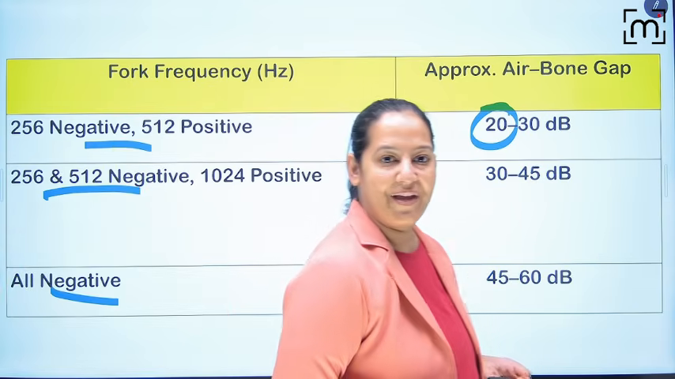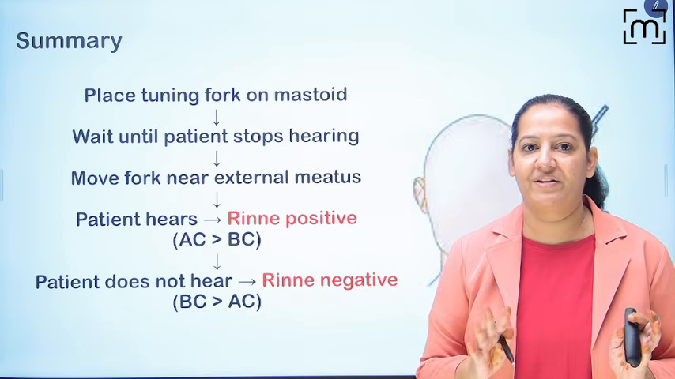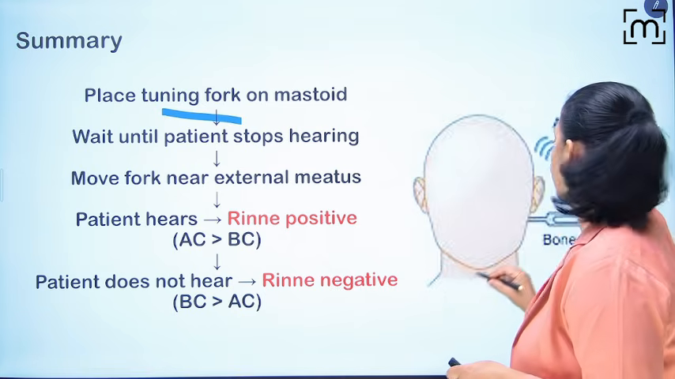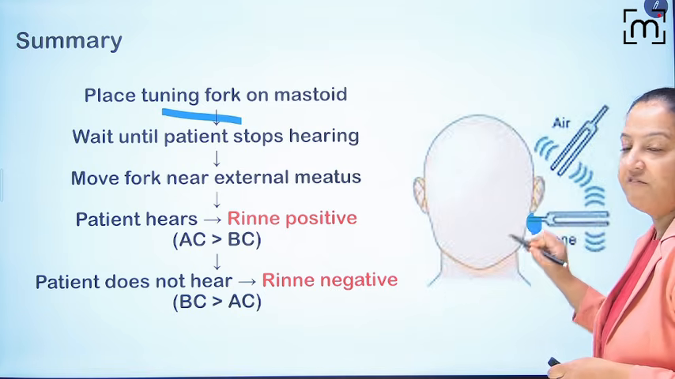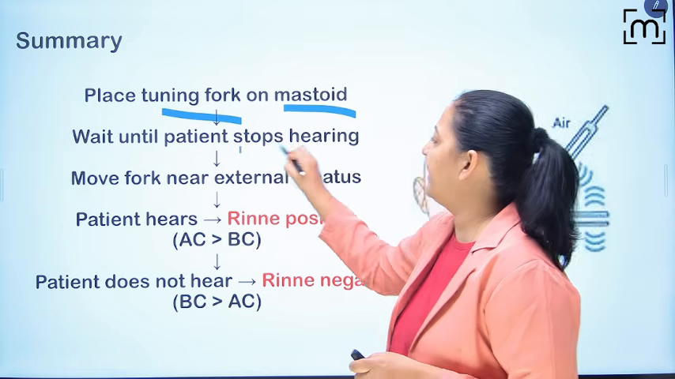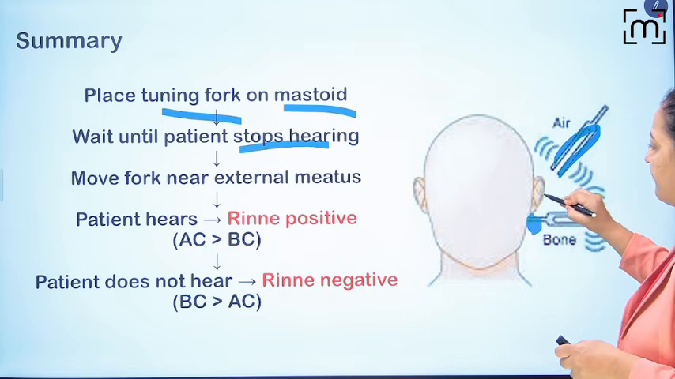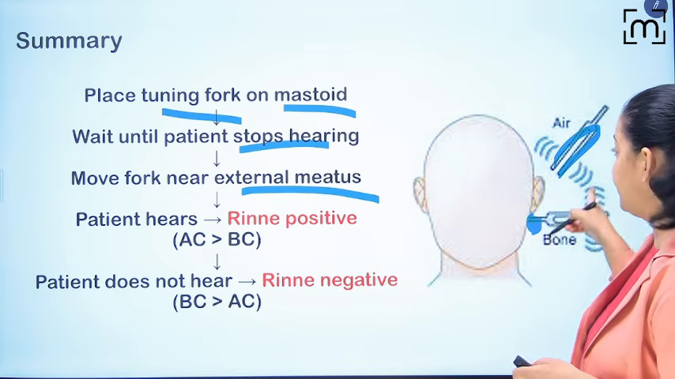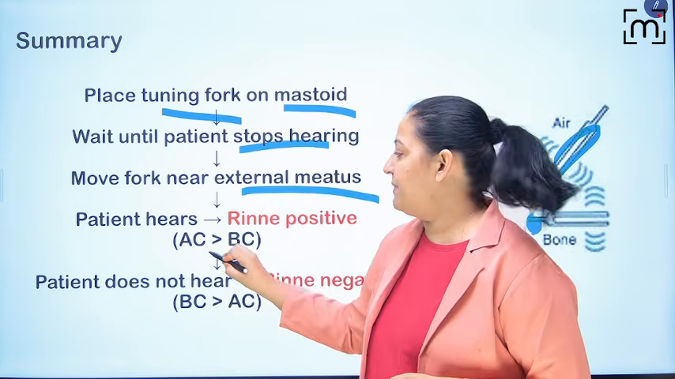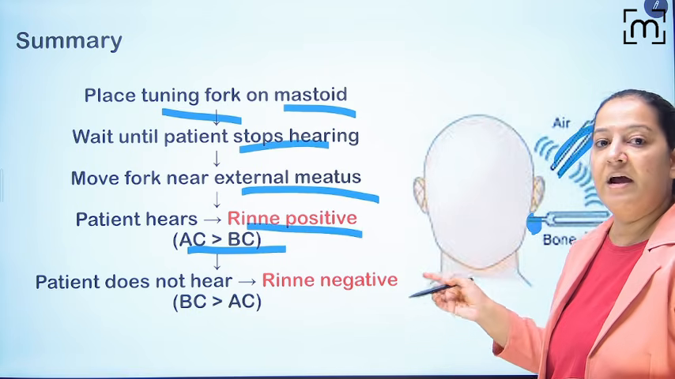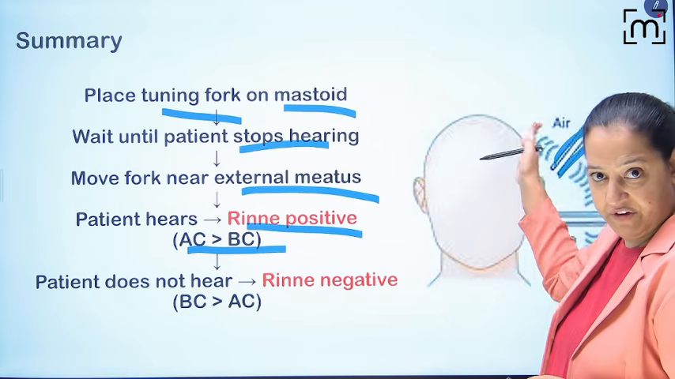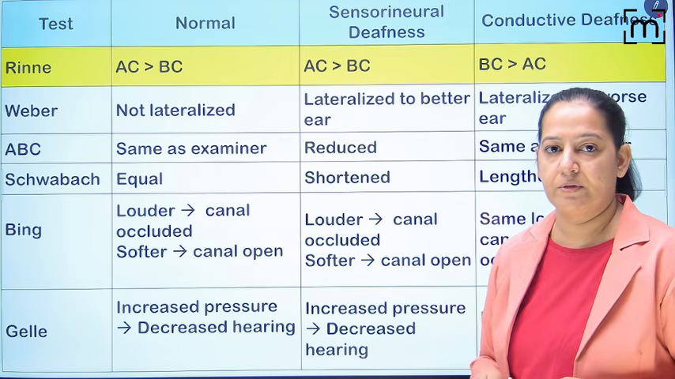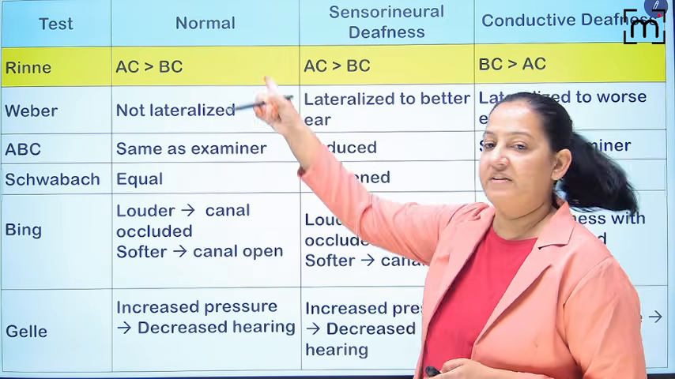Okay, so this is the summary of the Rinne. What we are doing, we are taking a tuning fork. First we are putting it on the patient's mastoid. Once the patient stops hearing, we are putting it in front of the ear, 2 centimeters away. Now if the patient still continues hearing, it means AC greater than BC, it is Rinne positive. And if the patient is not hearing after shifting from here to there, that is BC greater than AC and it is known as Rinne negative. Okay, got it? So we are done with the first test, Rinne.